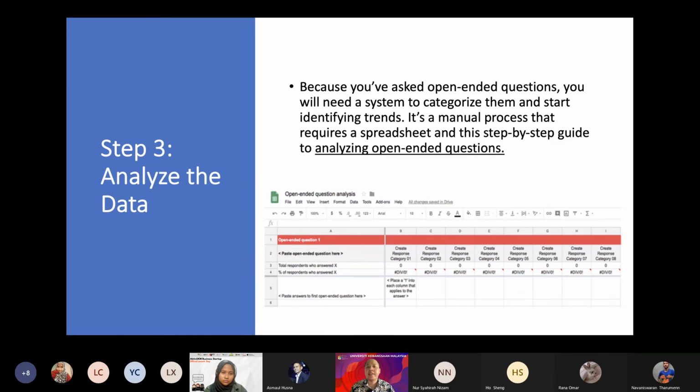And then last, analyze the data. Because you have asked open-ended questions, you will need a system to categorize them and start identifying trends. Because if you have the trend, then it's easy for you to further develop your product, or maybe improve your product, and you can do so many things from that.